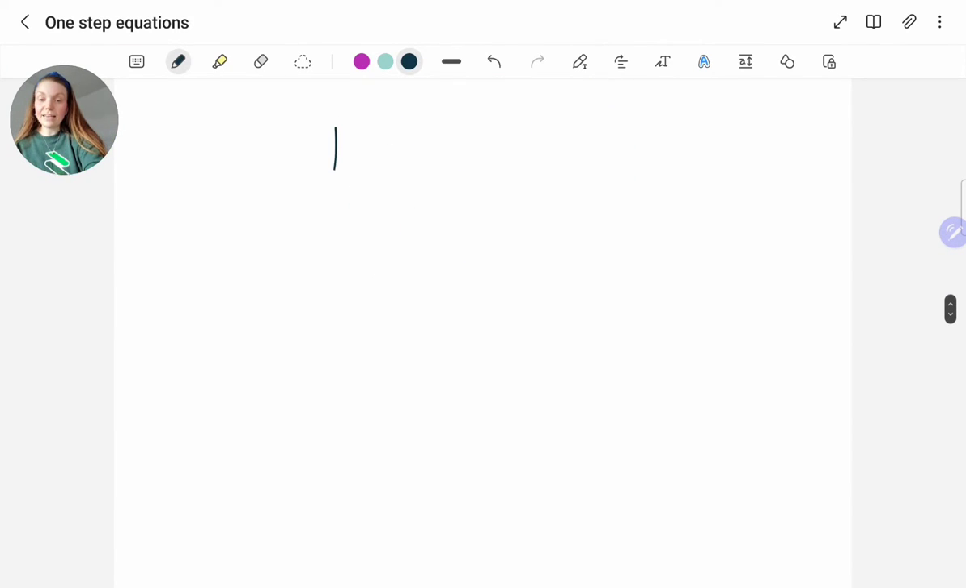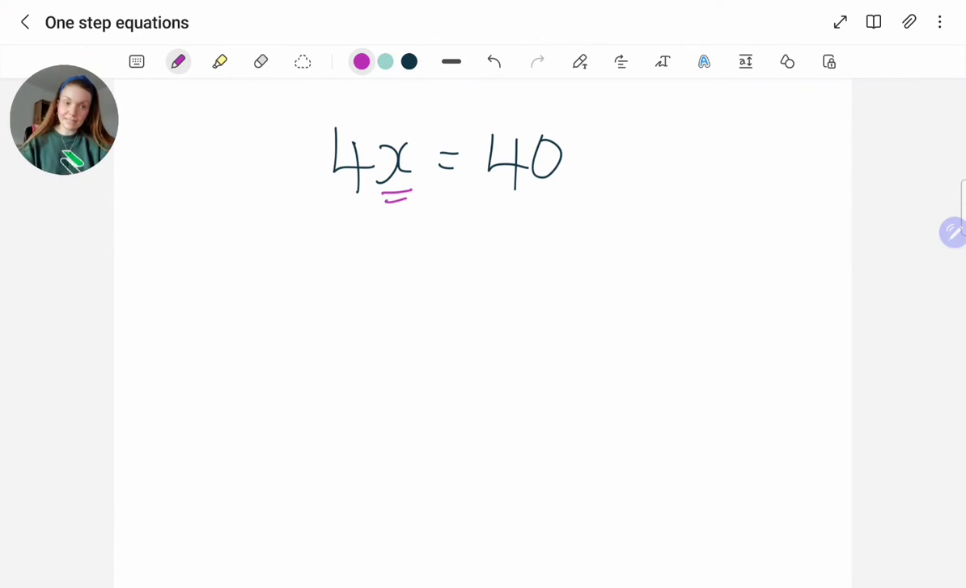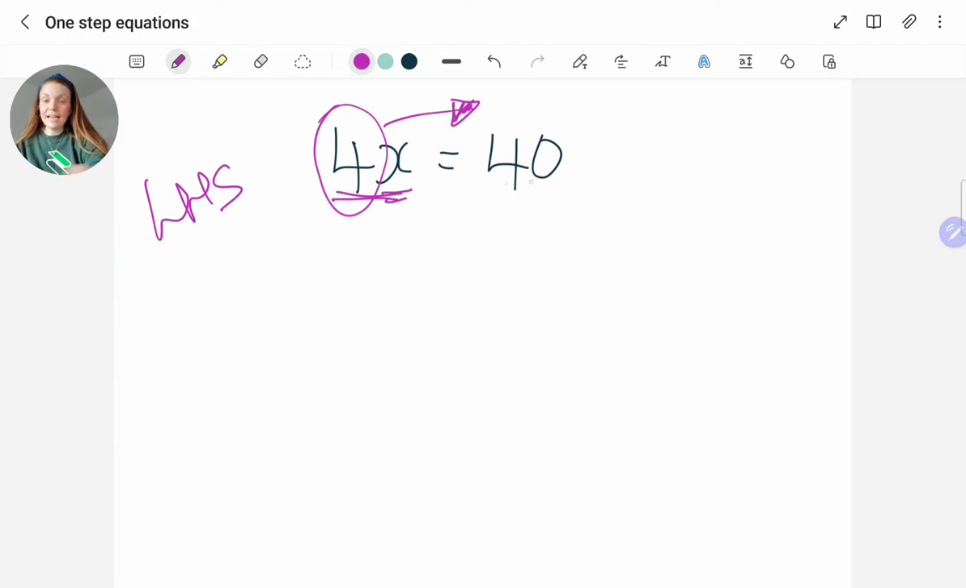Let's say we had something like 4x equals 40. So again, the x needs to be two things, positive and by itself. At the minute, it's positive, but it's not by itself. So we're going to circle the 4 and we're going to take it to the other side of the equal sign. So that means that if it is multiplying by 4 on the left-hand side, what's the opposite of multiplying? Dividing. So it's going to be dividing on the other side of the bridge.